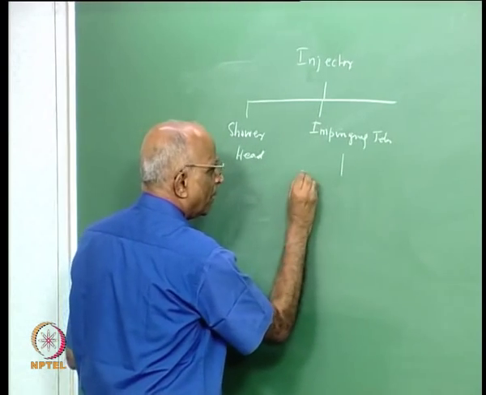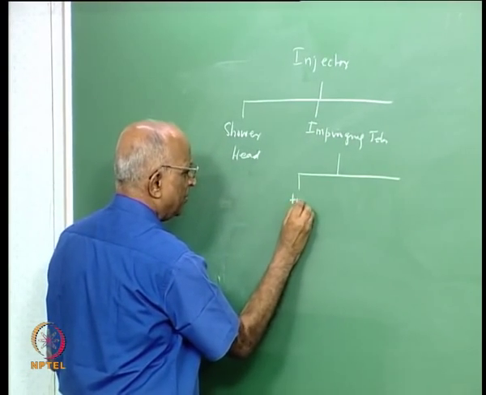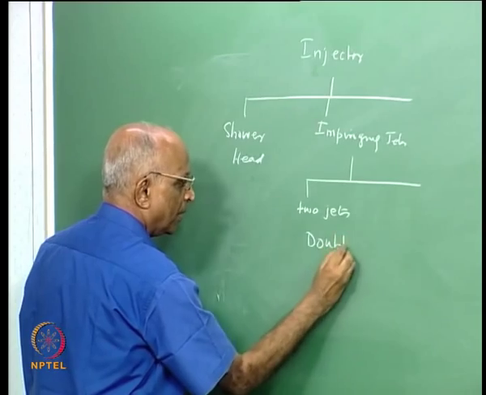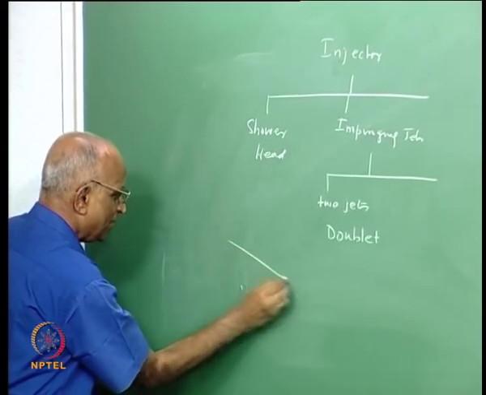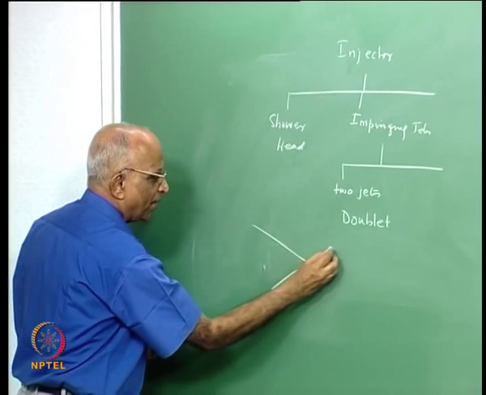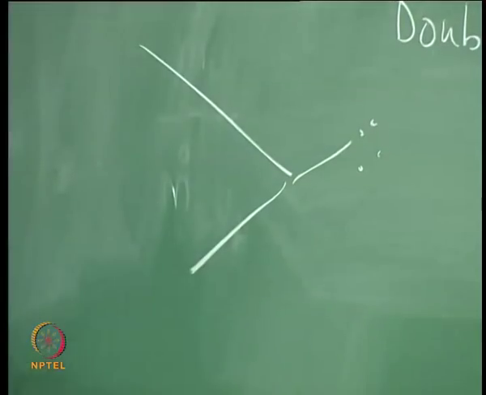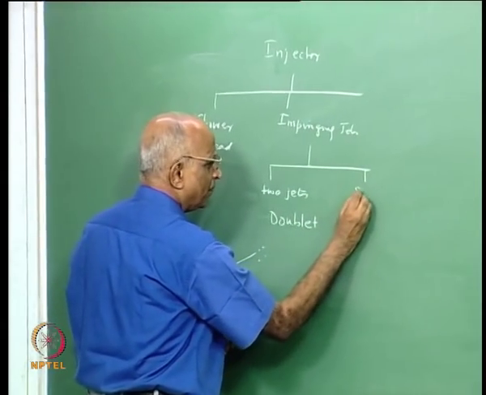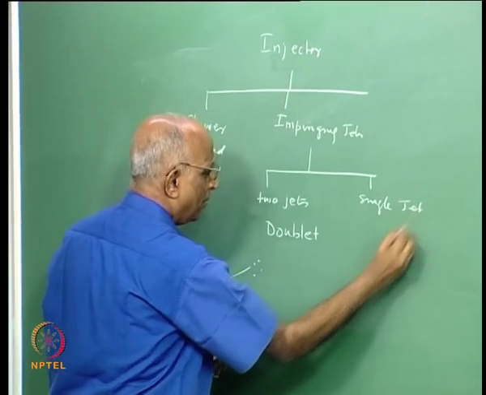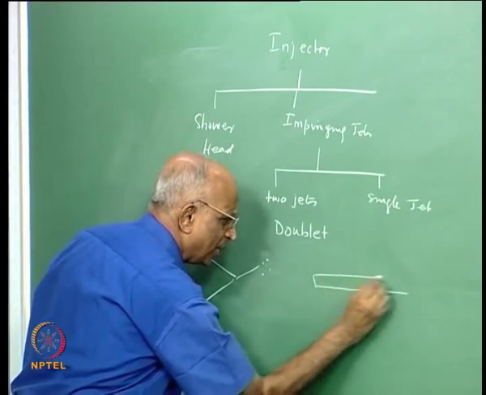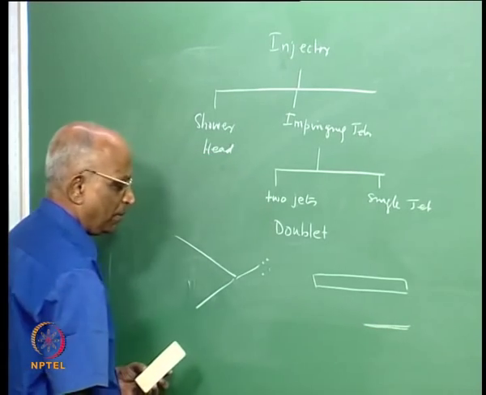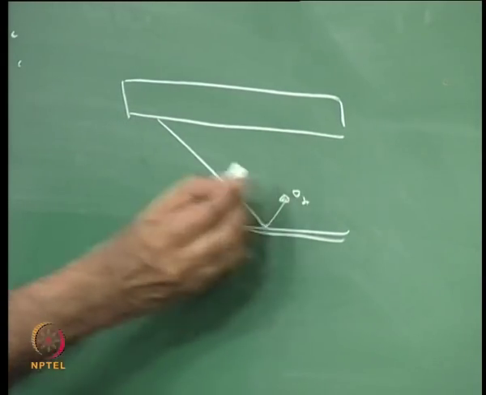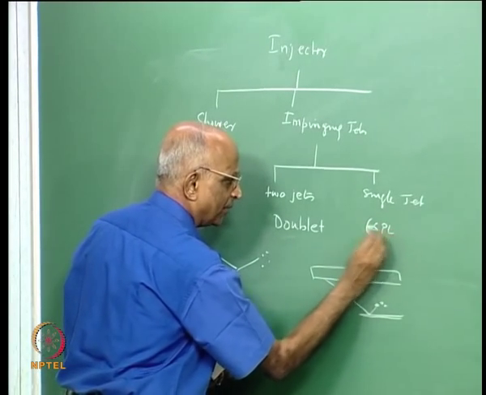Impinging jets could either be two jets impinging on each other. When we say two jets, we call it a doublet, because you have two of them. That means I have one jet, I have another jet, I have a fan, and this fan breaks into droplets over here. I call it a doublet, but even a single jet could be used. If I use a single jet, how do I still break it? Maybe in the combustion chamber, I have the injector over here. I put a plate here, a plate on which the jet impinges. I make it splash on this plate, and what I get is droplets here. And this is known as a splash plate injector.